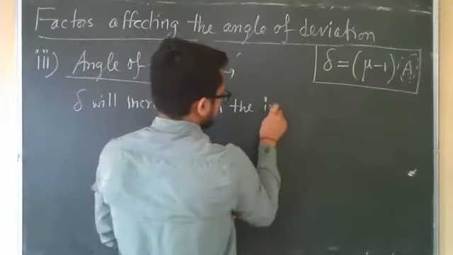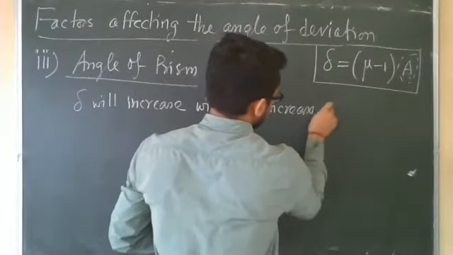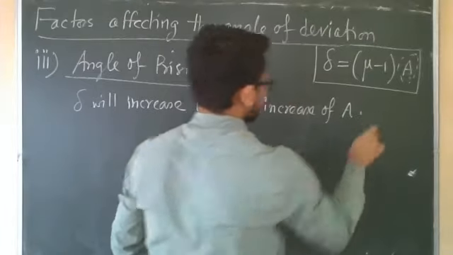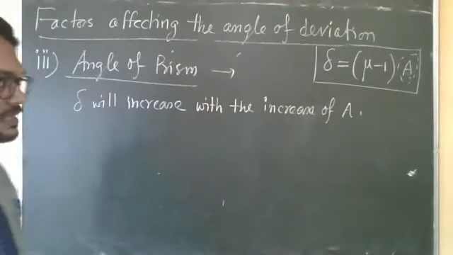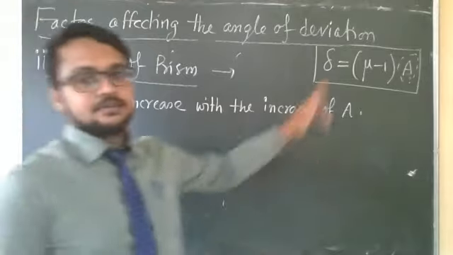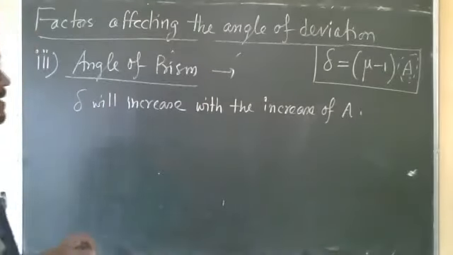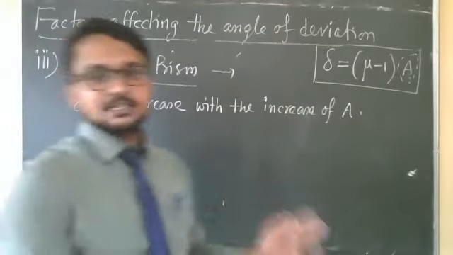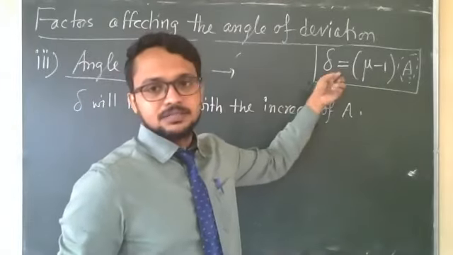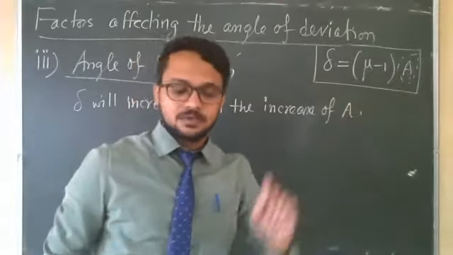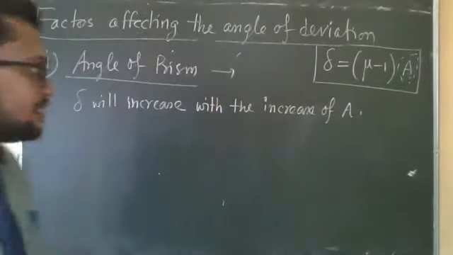With the increase of A. That means if we increase the angle of prism, then delta will increase. So all three explanations are coming from this equation, not the first one. The first one we can explain from the graph. That is the experimental fact.